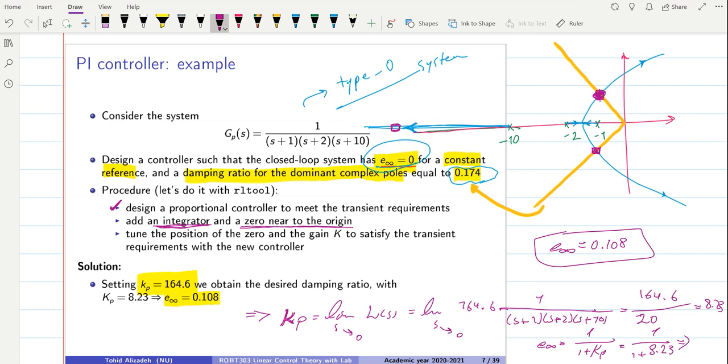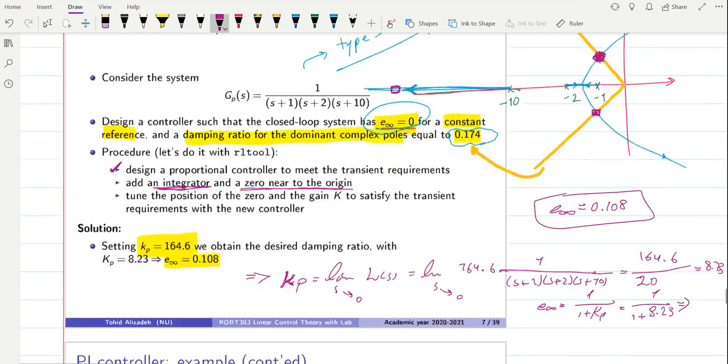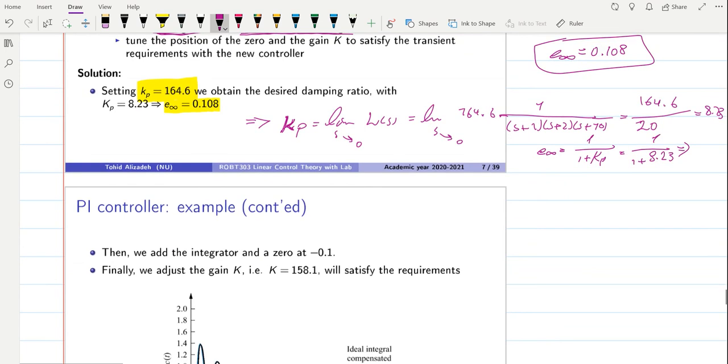So now we are happy with the transient requirement, but we need to deal with the steady state error. Therefore, we will add a pole at the origin, which we call an integrator. And then since we are going to have the PI controller, we will add a 0, and that 0 will be at minus 0.1.